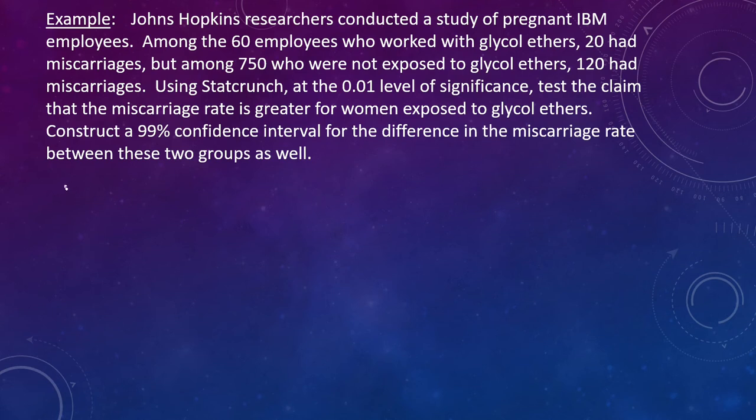We will start by checking the first condition. We have to show that n p hat times 1 minus p hat is greater than or equal to 10 for both of the samples. So let's let those that are exposed be group 1. So the first group is those exposed to this chemical, glycol ethers.